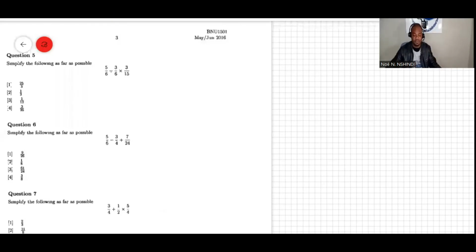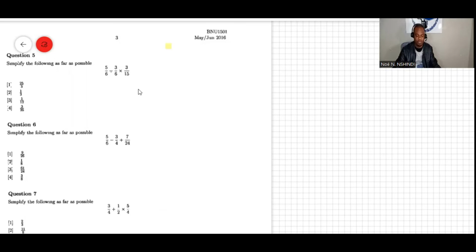Well, this is the BNU May-June 2016 exam. Question 5 says simplify the following as far as possible. We have 5 over 6 divided by 3 over 6 multiplied by 3 over 15.